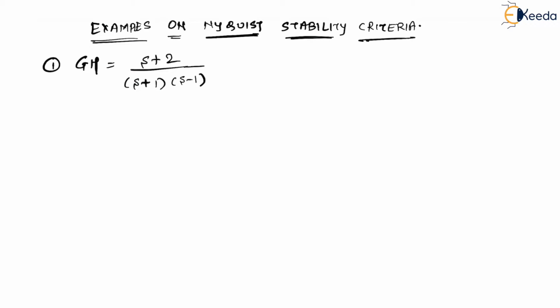So the first example is, let us take GH equal to (S plus 2) upon (S plus 1)(S minus 1). The first step is to plot the polar plot. Then the second step is to plot the mirror image. The third is to draw semicircles if there are any. And then we need to check for encirclements. Is that correct? Yes. So let us start.